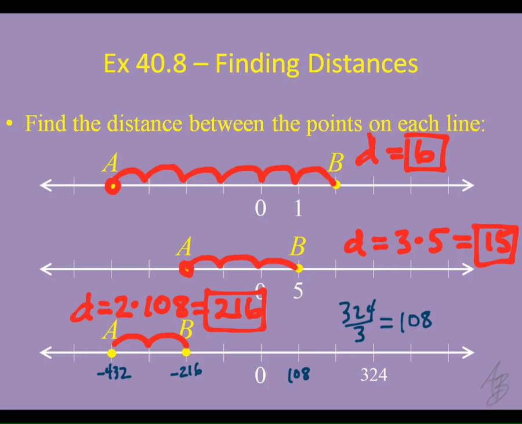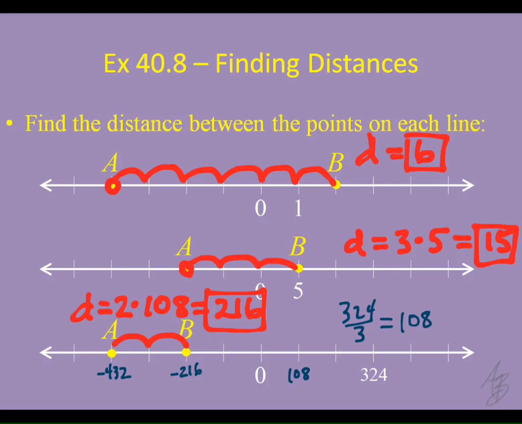Count the number of spaces, and then what? Multiply by what, Macy? Yeah, multiply by the scale. So count the number of spaces and then multiply by the scale. The problem is, a lot of times on a number line, we're not going to have a scale. We might just know where the 2 points are, and that's it. So those might be the only marks on the number line.